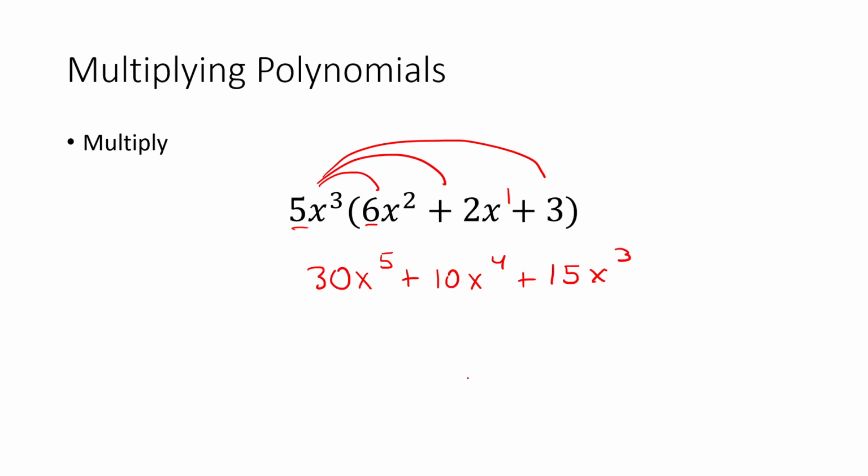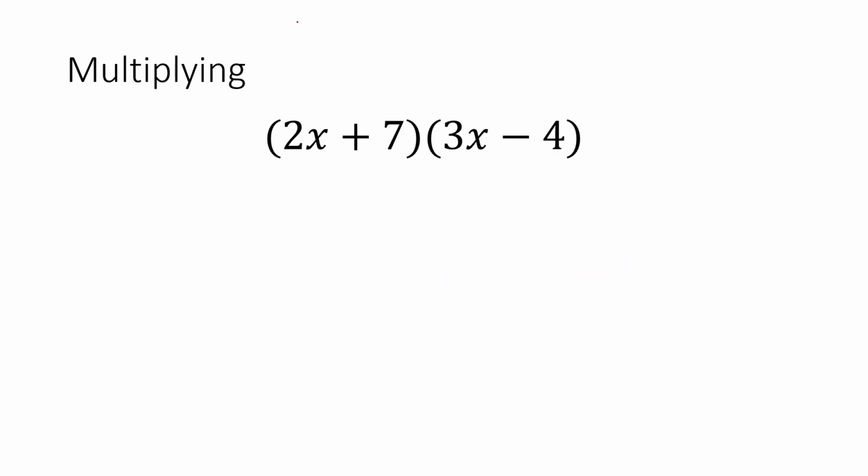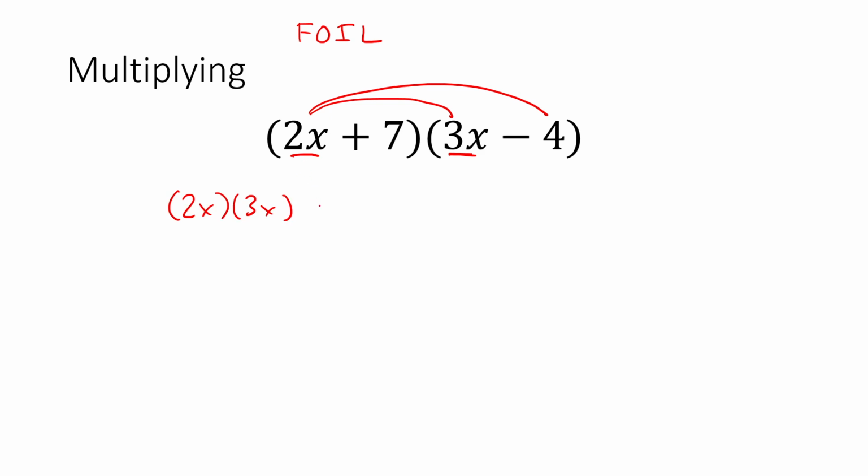And the last thing I would ask you to do is good old FOIL. If you learned that first, outer, inner, last, you can also just think of it as doing the distributive property twice. Okay, so I'll start by distributing the 2x. 2x times 3x, and then it would be 2x times negative 4, right? And then we distribute the 7.